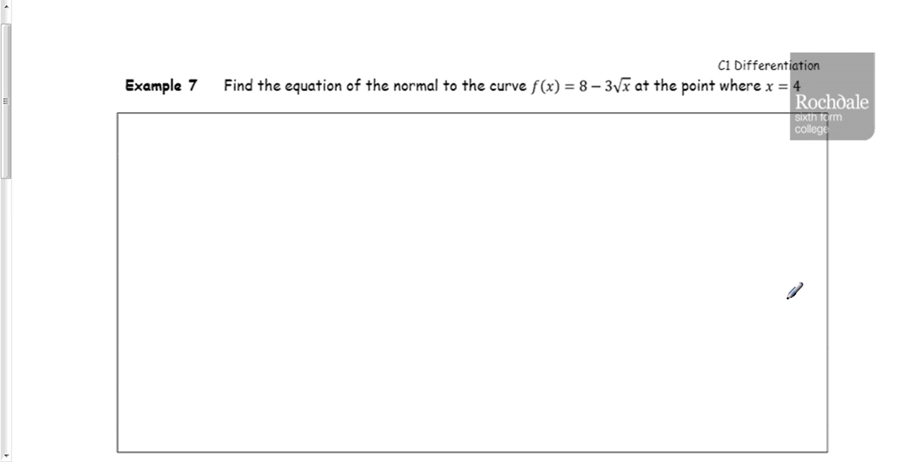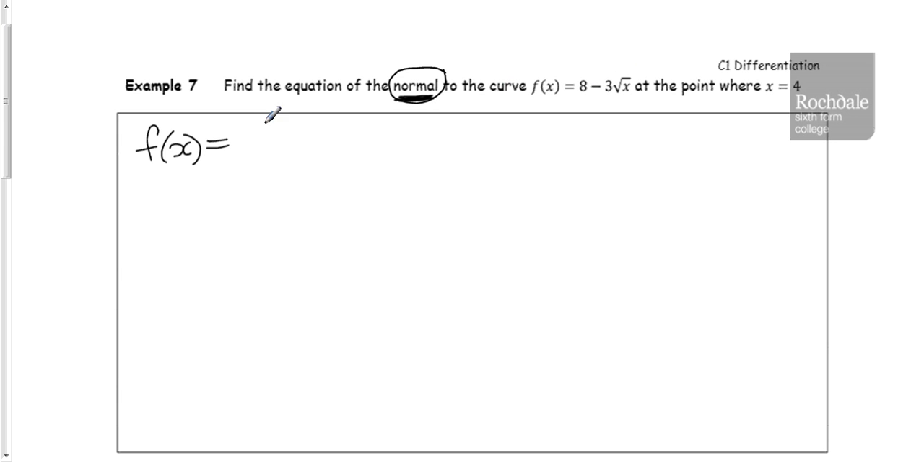Differentiation example 7. Find the equation of the normal to the curve f of x equals 8 take 3 root x at the point where x is 4. So key word there, normal to the curve. That's going to come into play when we are thinking about the gradient. So first up, we need to differentiate this because it's a curve, and the only way we can find the gradient of this curve is to differentiate it.